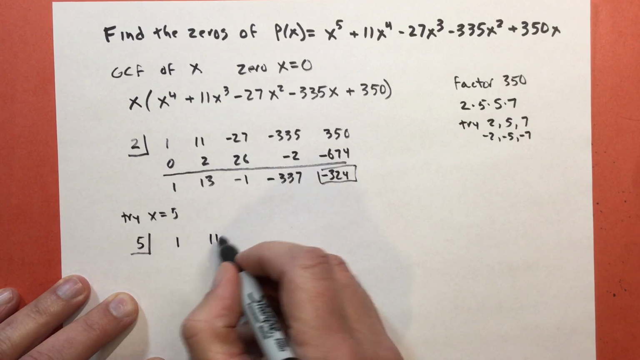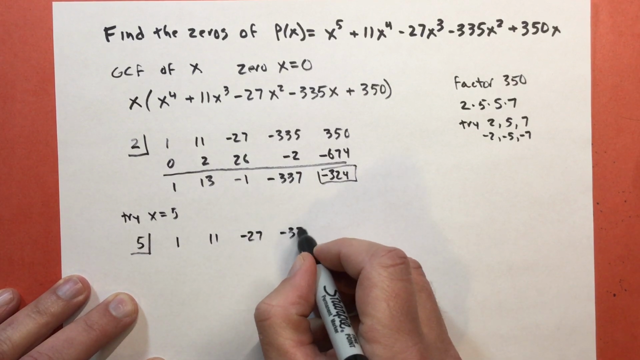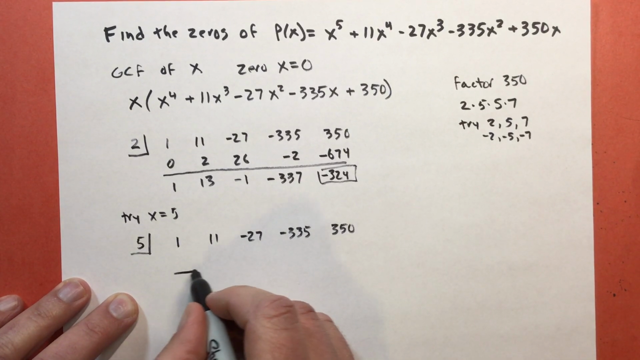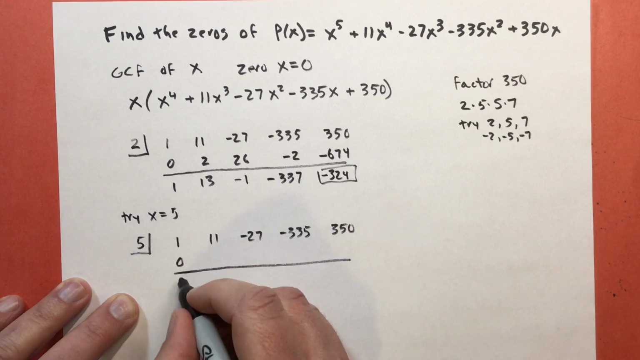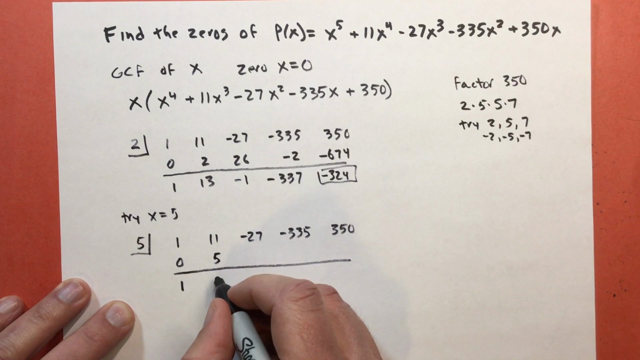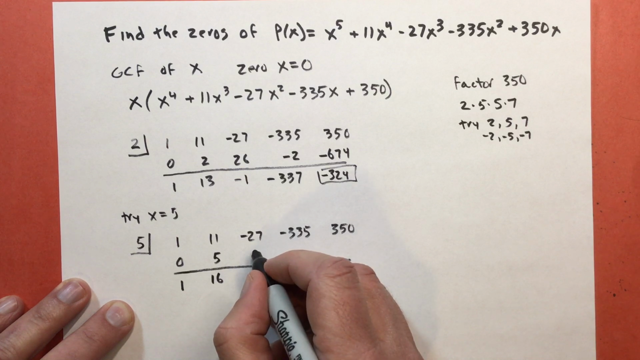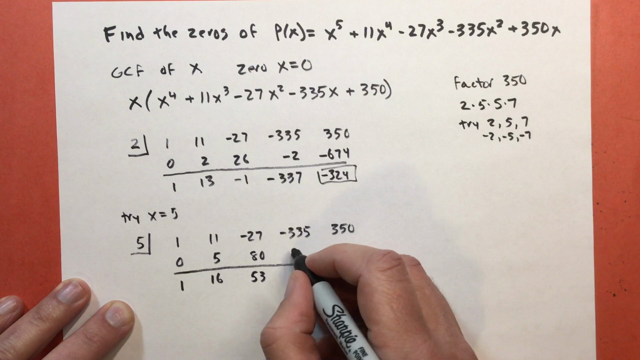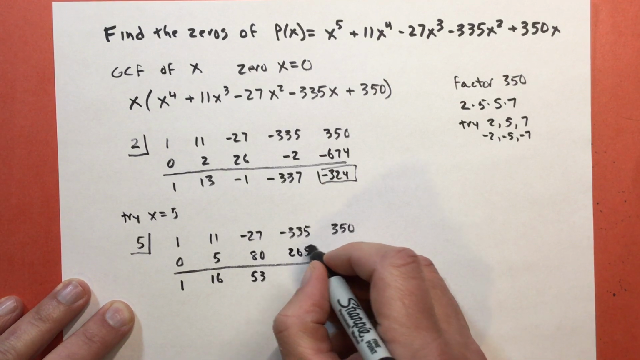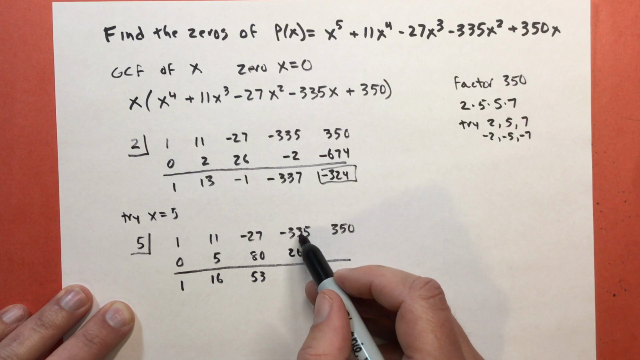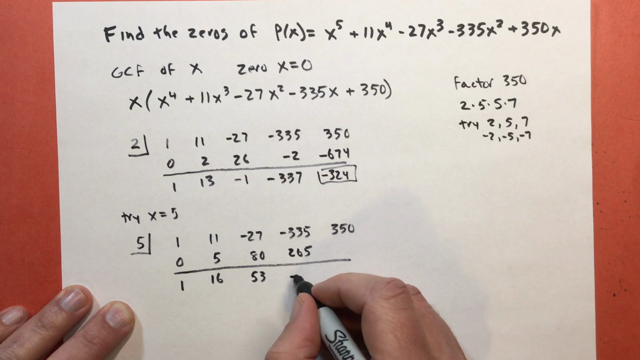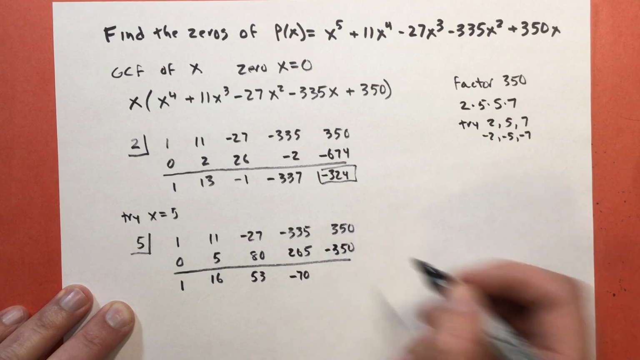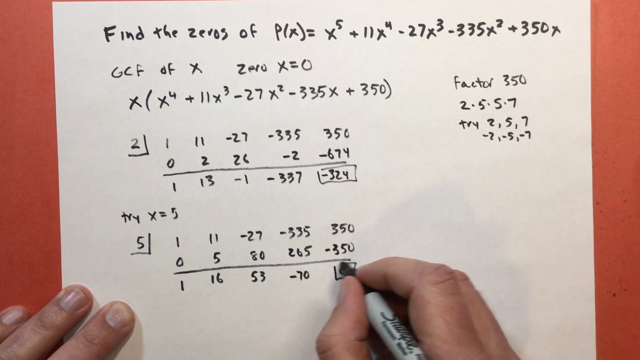So same thing, negative 27, negative 335. And by the way, I've already seen the end of this one, so this is why I'm picking what I'm picking here. So I get 1, 5, 16, 80, 53. 5 times 53 is 265. 265 plus negative 335 is negative 70. 5 times negative 70 is, check it out, negative 350. That gives my remainder of 0.